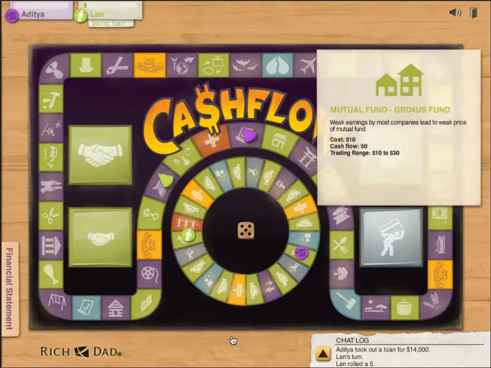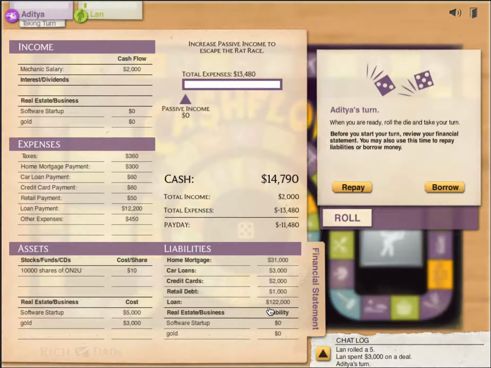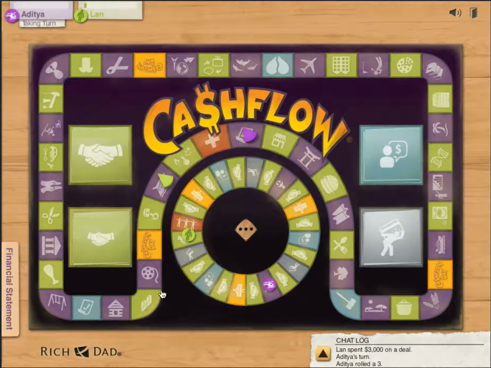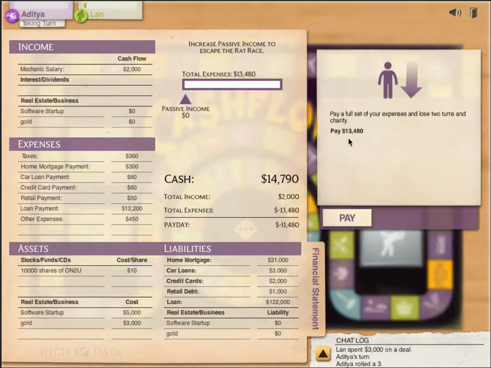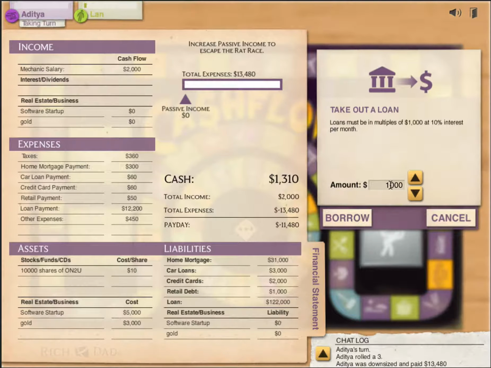As you can see, we now are basically running negative. We have negative $11,480. We have a $12,200 loan payment because we have $122,000 of loan at a high 10% interest rate. And we're banking on these 10,000 shares that we have. And now we also have to pay another $13,000 because we got downsized. So we'll go ahead and pay those. We're gonna borrow to basically be able to meet our payday. Let's borrow $13,000.